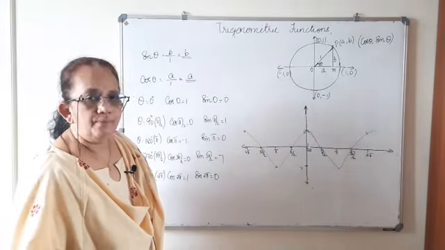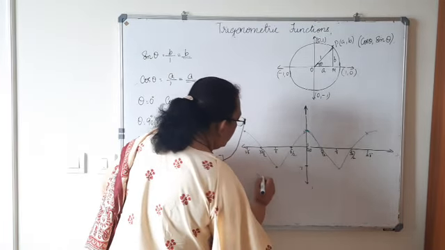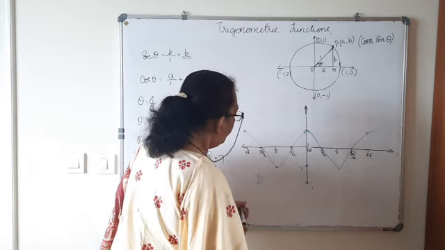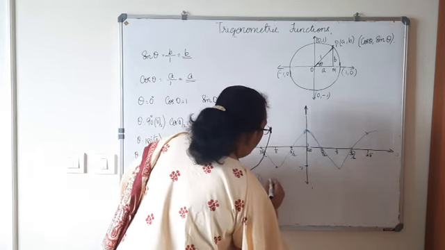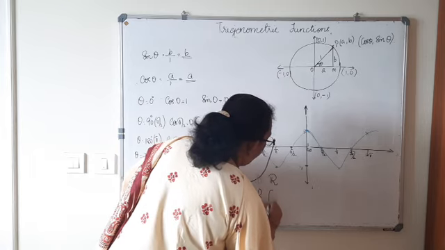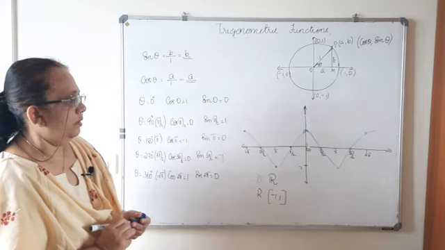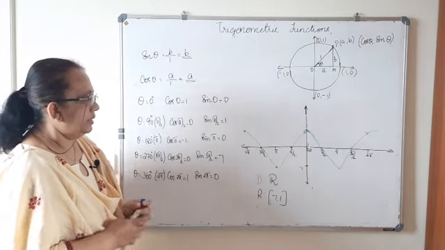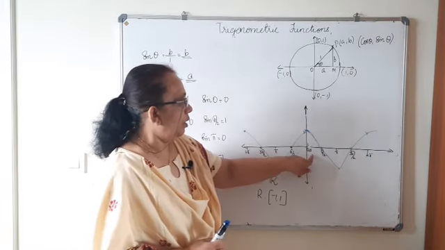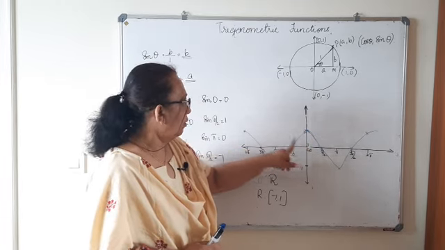This is a graph of the cosine function, and here also the domain of the cosine function is the set of all real numbers, and the range of the cosine function is minus 1 to 1. Domain and range. You should see that cos 0 is equal to 1, whereas sin 0 is equal to 0.